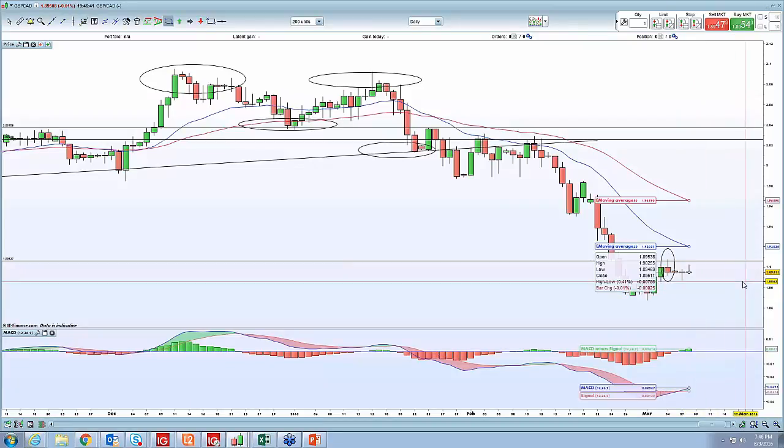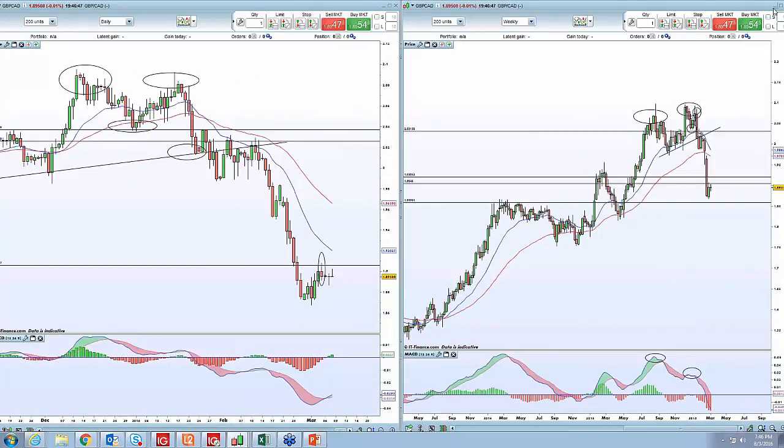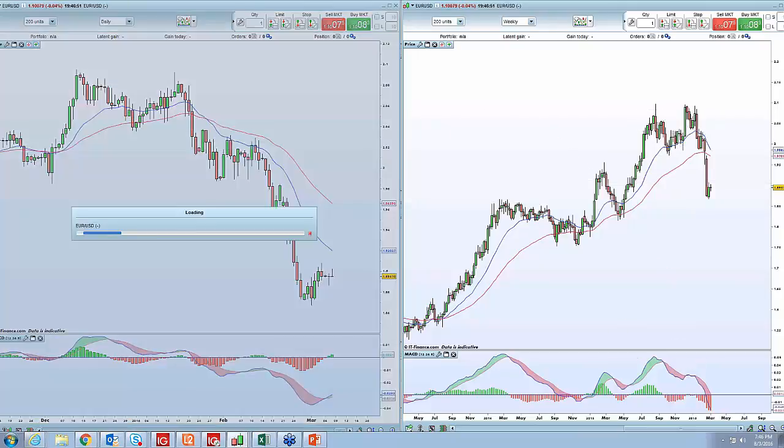So that's the trade plan for pound CAD. The momentum is still to the downside, so that's why I'm planning bearish trades. Alright? Now let's go to the majors. Some of you just trade the majors. Let's go to the majors.